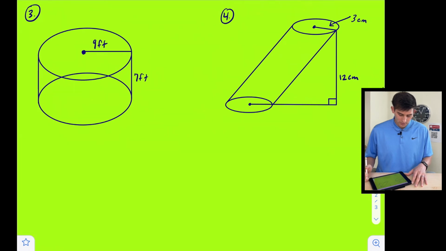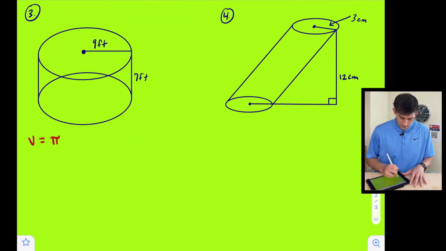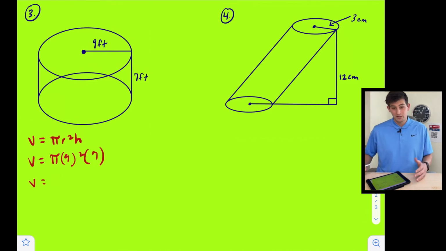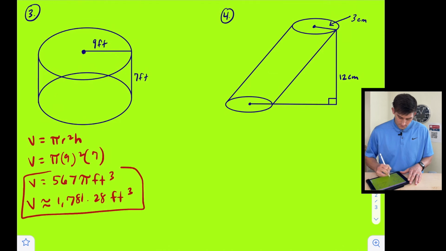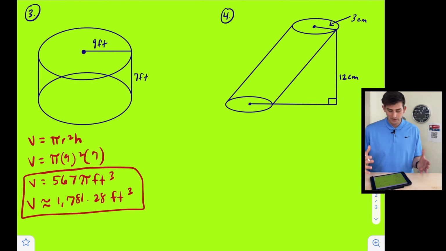All right, two more examples. For number three, volume is equal to pi r squared times height. So once again, we're going to plug in our information. So 9 is our radius, so 9 squared and times 7. Okay, so now 9 squared is 81, so 81 times 7 would be 567 pi cubic feet, and we can multiply that by pi, so 1,781.28 cubic feet.